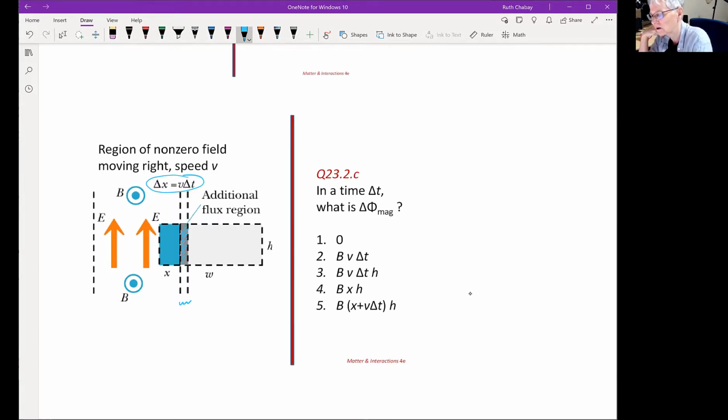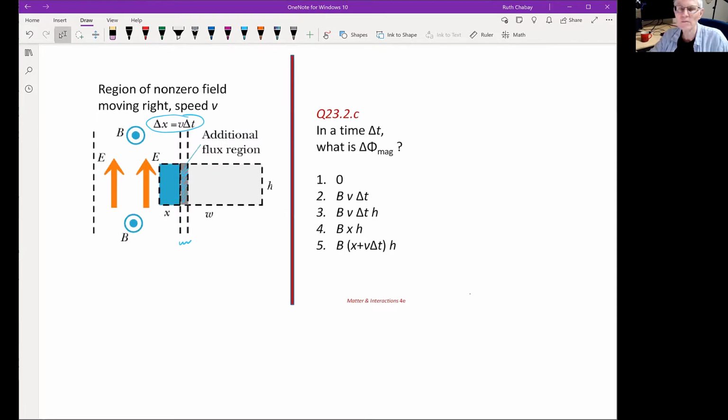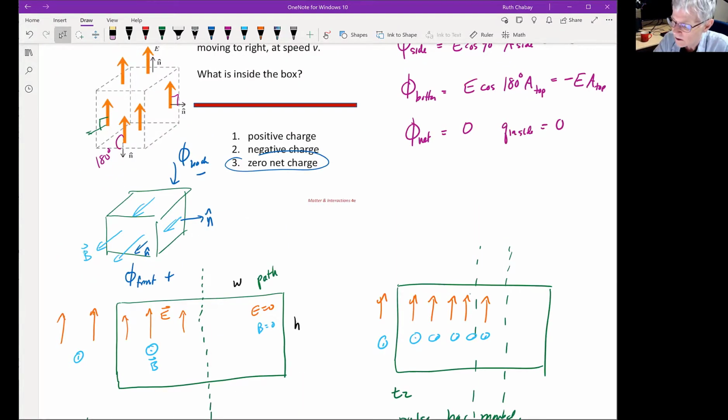Okay, Claire, so that's a good question. Gauss's law for magnetism doesn't say that magnetic flux doesn't exist. What it says is that if you add up the magnetic flux over a closed surface, it has to add up to 0. So here's our Gauss's law for magnetism thing.